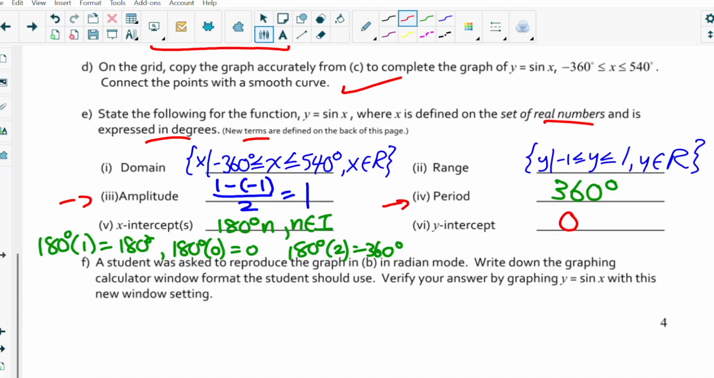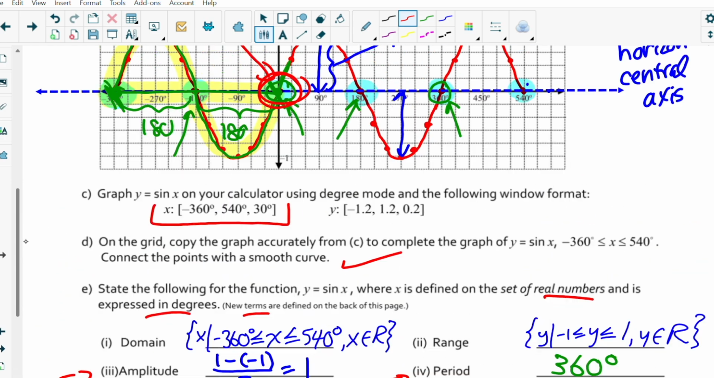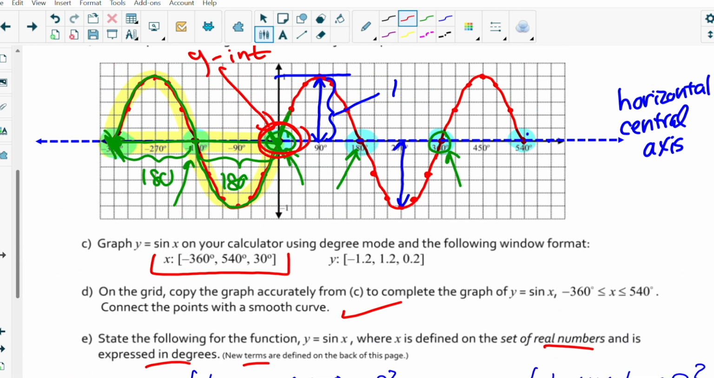Okay, a student was asked to reproduce the graph and be in radian mode. Write down the graphing calculator window format the student should use. Verify your answer by graphing y equals sine of x with this new window setting. So if I'm going in radian mode, I need to look at this carefully.